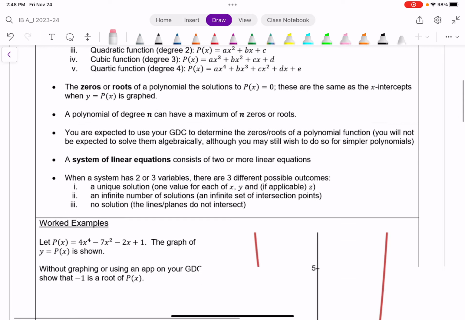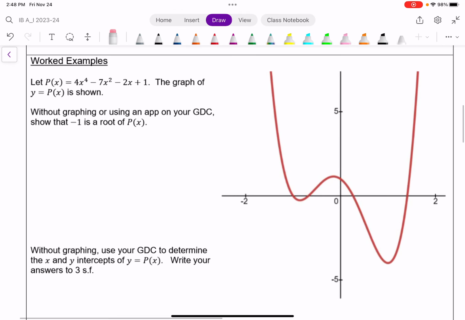And let's just get straight to it. And so I have a function here graphed. This is a fourth degree polynomial, a quartic polynomial, 4x to the fourth minus 7x squared minus 2x plus 1. And you can see it here. And I'm calling this p of x, p for polynomial.